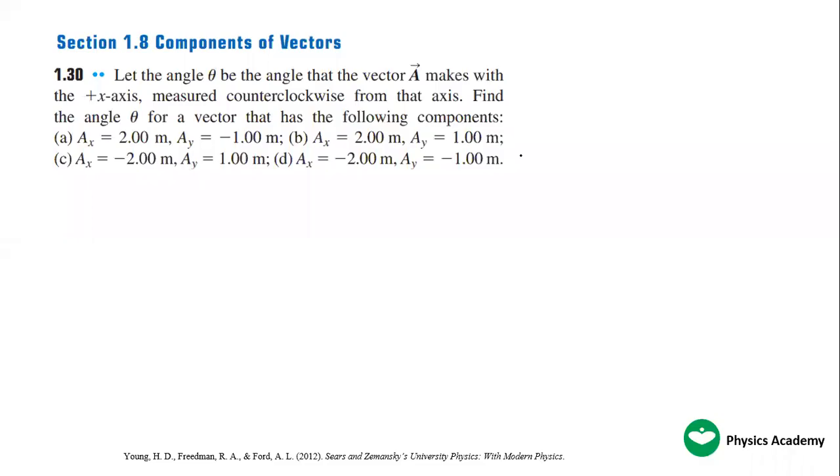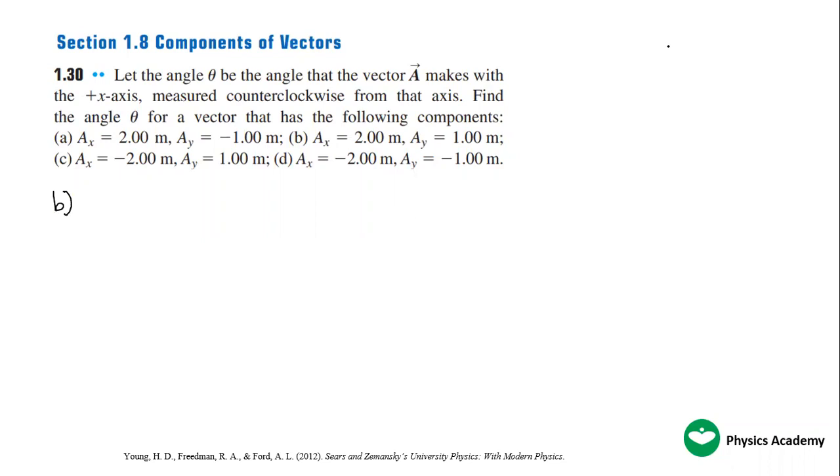Okay. So now we're going to answer exercise 1.30 under section 1.8, components of vectors, under chapter 1, which is units, physical quantities, and vectors. We're going to answer letter B. We already answered letter A in our previous video. For letter B, we have the following components, AX and AY.